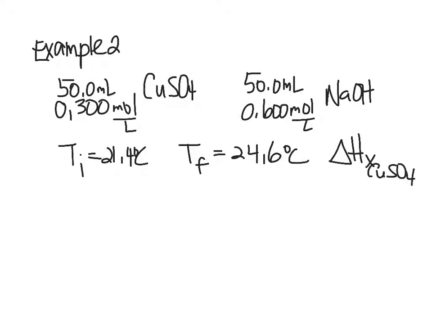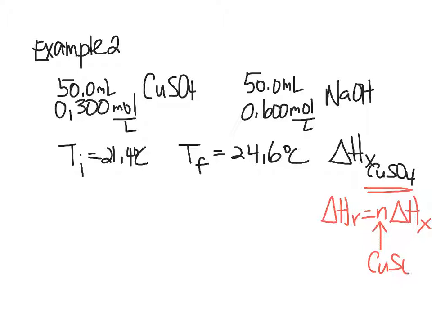So this has identified the system for us. The system is going to be the copper sulfate solution. So when we calculate delta H is equal to n delta Hx, this n will be moles of copper 2 sulfate.